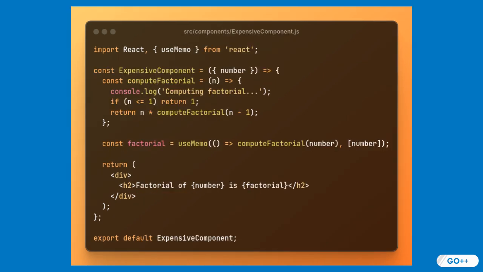This is the expensive component.js file, which contains logic that can be computationally intensive. We use the useMemo hook to memoize the result of an expensive calculation, ensuring that it is only recomputed when necessary. This helps in reducing the number of times the calculation is performed and enhances the app's overall performance.